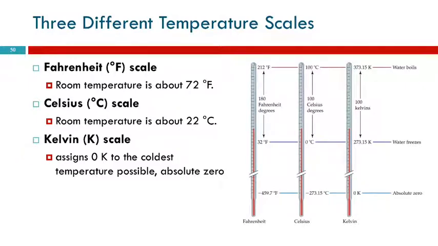Kelvin uses 0 as the absolute coldest possible temperature. At that temperature, the particles in that matter would not be moving at all. There'd be no motion.